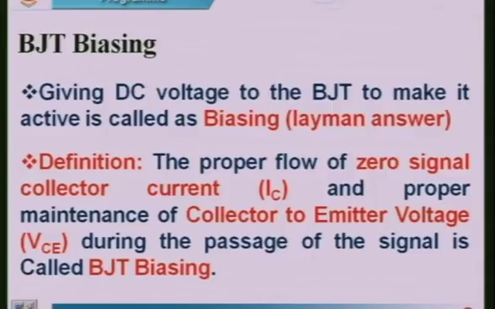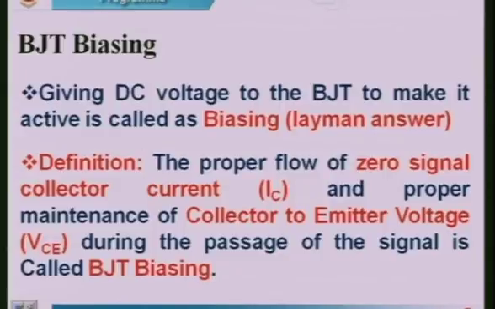But how do you strengthen the electronic devices? By providing DC voltages and currents. So, by providing DC voltages and currents to the BJT, we call it as biasing. Giving DC voltage and current to the BJT to make it active is called as biasing. You will be biased by taking breakfast or lunch in the afternoon, then you will be very active and you can sit in the class. Just like that, giving DC voltage and current to the BJT is called as biasing.